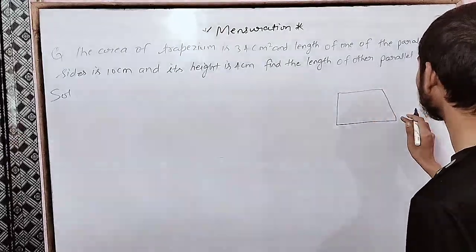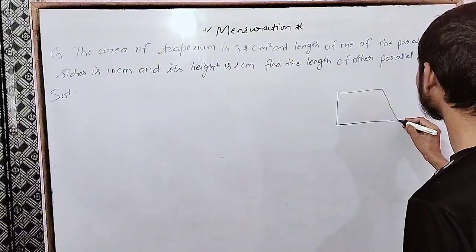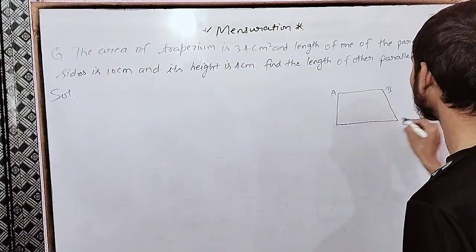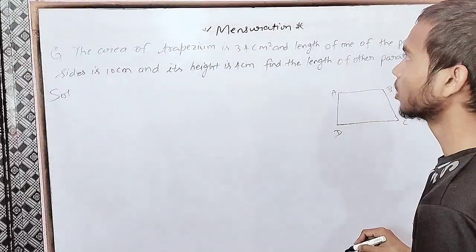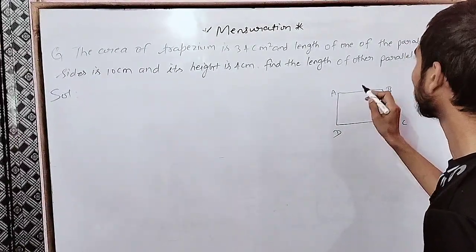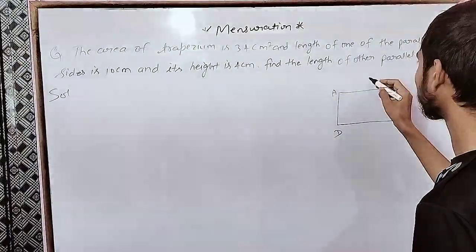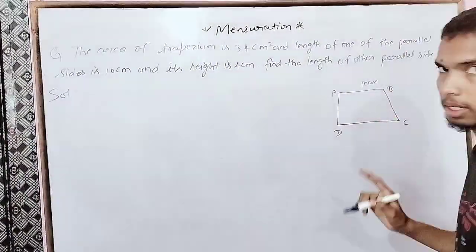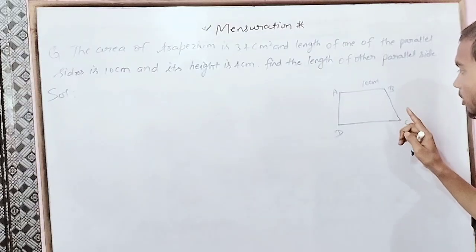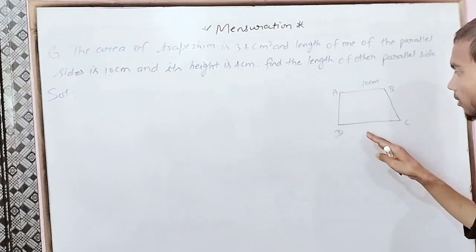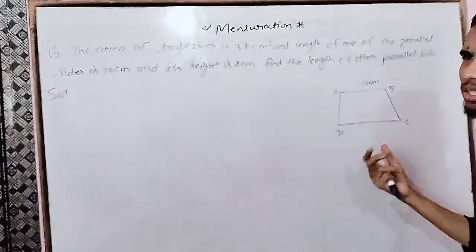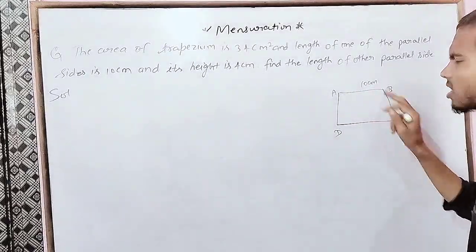This is not exact. A, B, C, D. So the area is how much? 34 centimeters square. One side is 10 centimeters. Let's say this is 10 centimeters. If the measure of this side turns out to be more, then of course, don't worry. We are just assuming that the length of this is 10 centimeters.